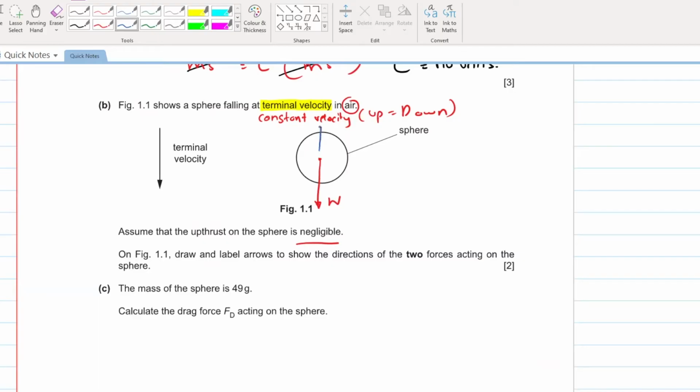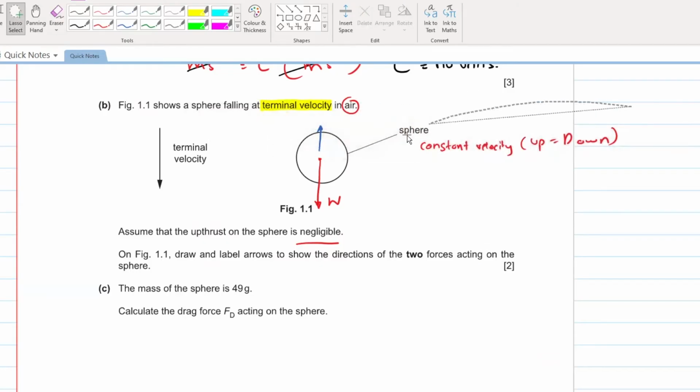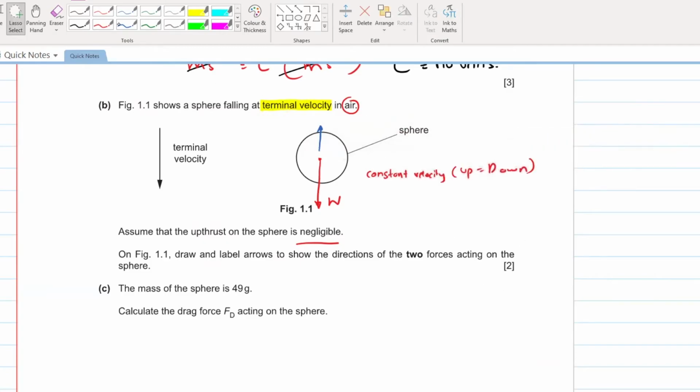Air resistance acting backwards. Here I have written constant velocity, so you have to take care of one more thing. You have to make sure that the size of the air resistance arrow is the same as the weight. Simple.